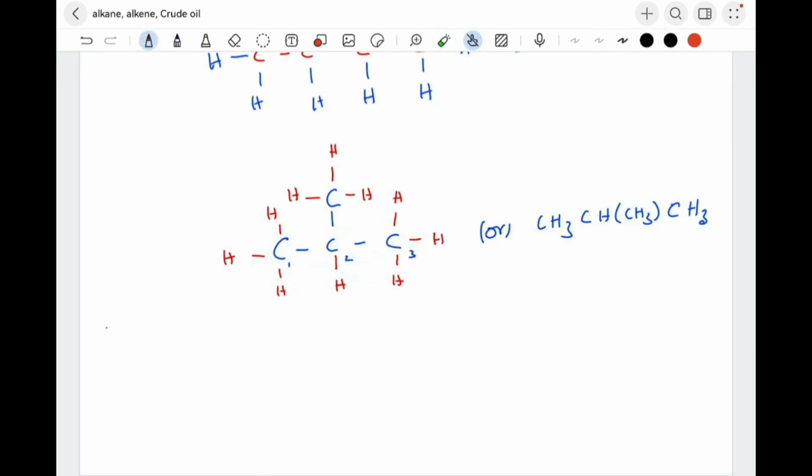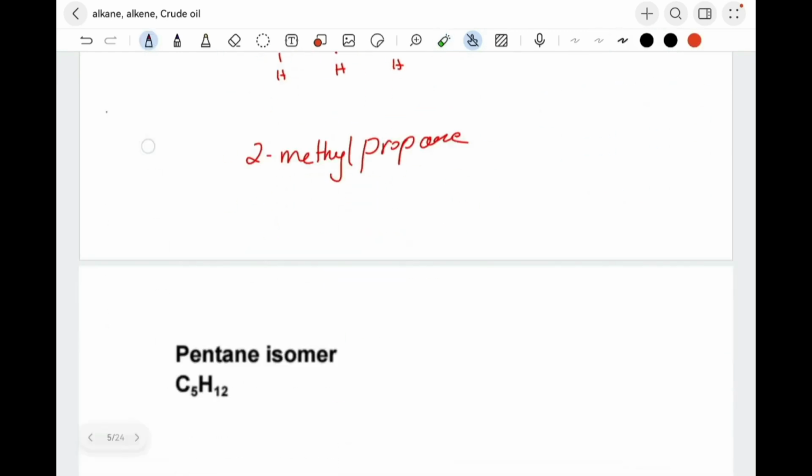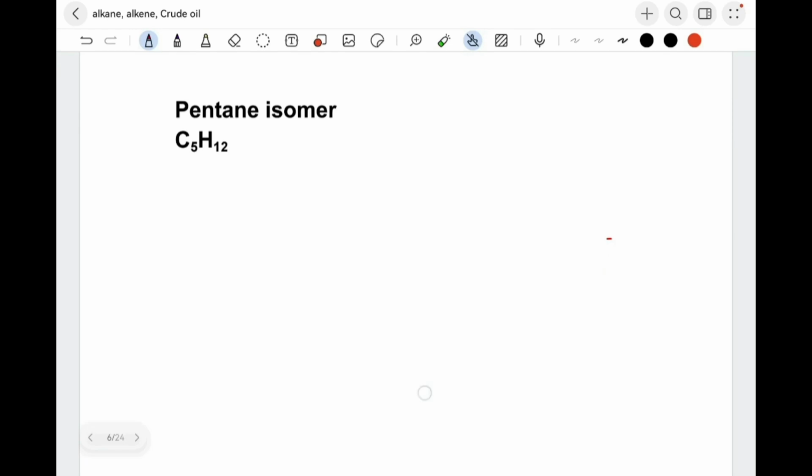Choose the longest chain to name the carbon. So it's propane. To the second carbon we have a methyl group. So the name of this compound is 2-methyl-propane. Pause the video and try for pentane.